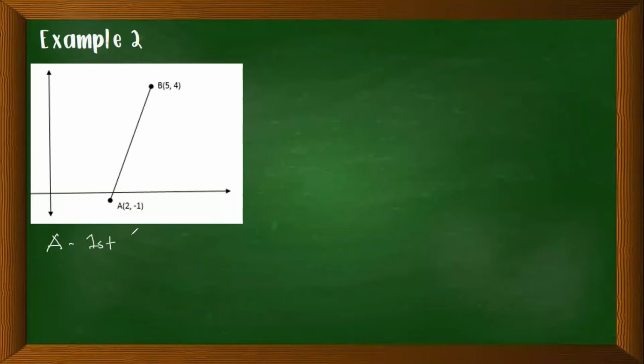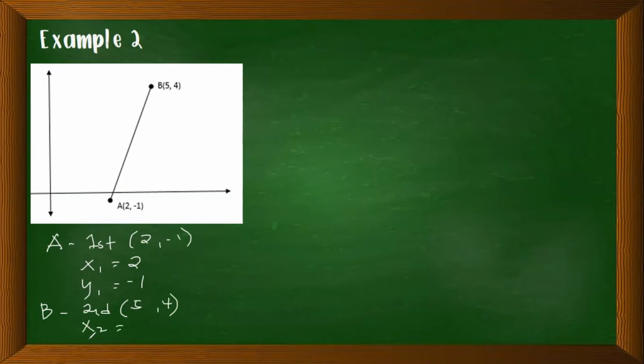If that is my first point, the 2 and negative 1, my x sub 1 there is equivalent to 2, then my y sub 1 there is negative 1. Then my second point, ito yung second point ko, which is 5 and 4. Then all I need to do is identify the x sub 2 and y sub 2. So we have 5 and 4. Then directly, wait lang, change ko lang yung 4 kasi baka ma-identify nila as 9. So 4.